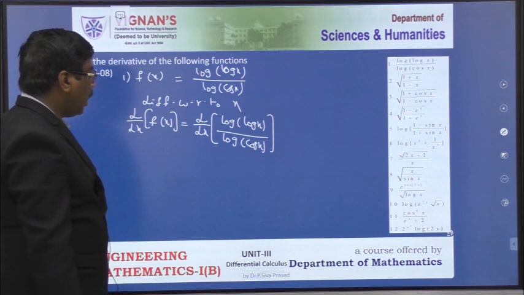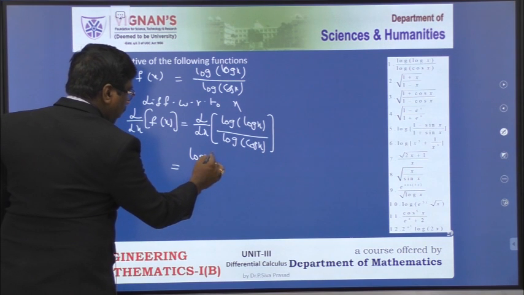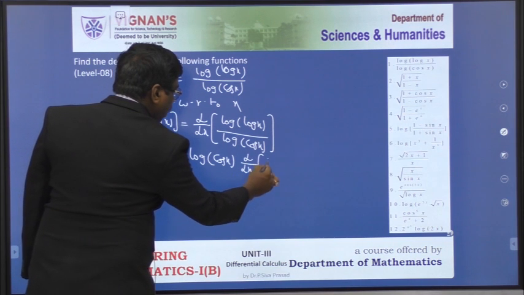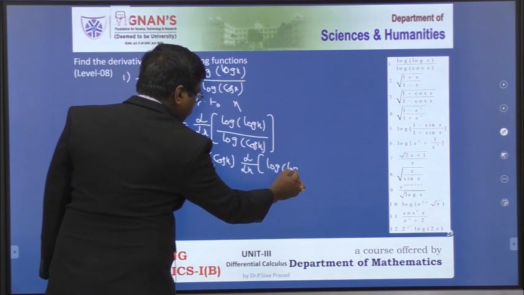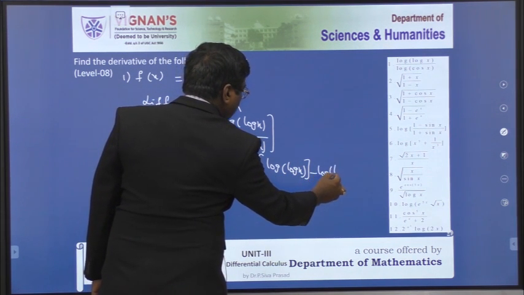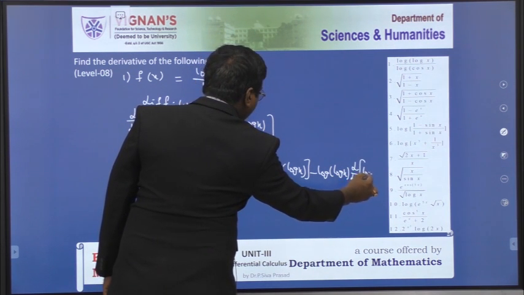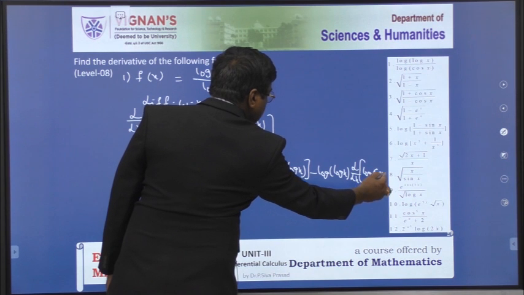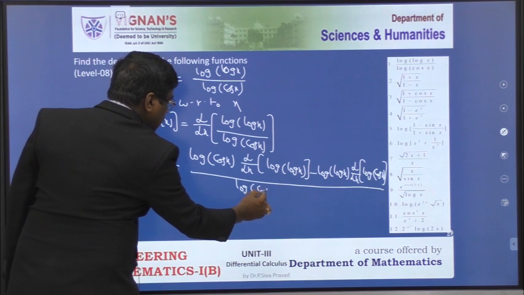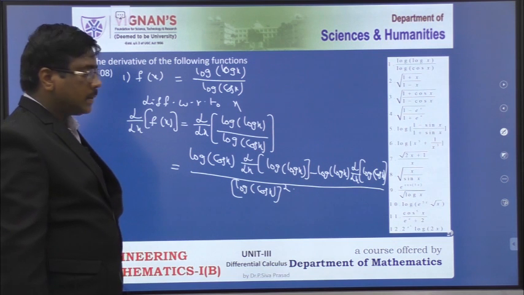Catch your point. Here I have to apply the u by v formula, that is, v, log of cos x, into d by dx of log x, minus log x into d by dx of log of cos x, by v square, that is, log of cos x whole square. Did you catch your point? Log of cos x whole square.